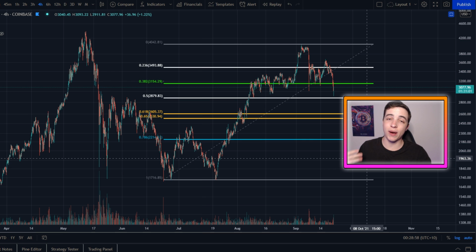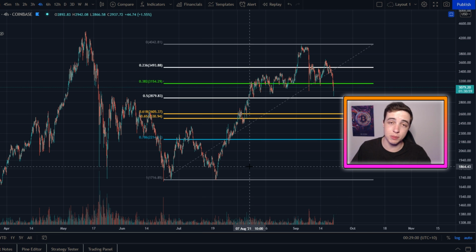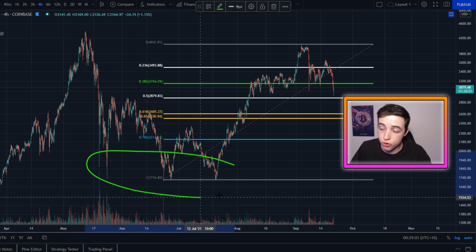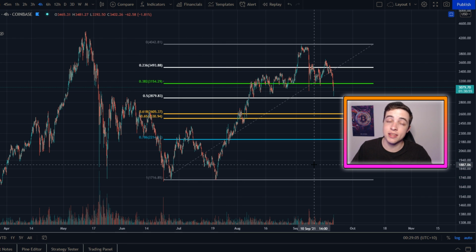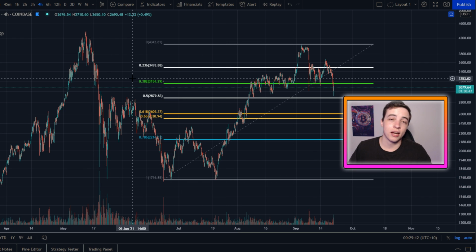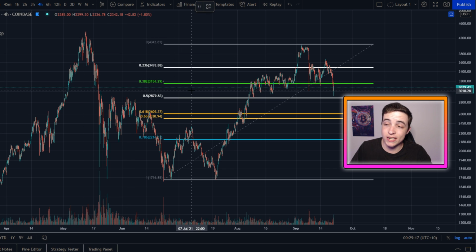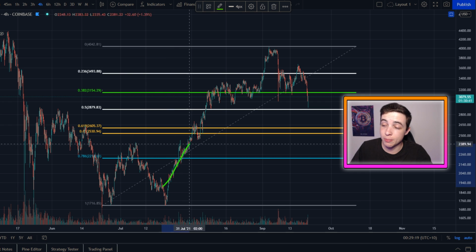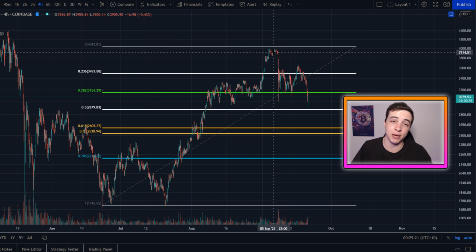But if you can just find a way to switch off those emotions, anytime you might be feeling extremely fearful, you should be thinking in the back of your mind that that is actually a buying opportunity. And the same goes for the other way around. If you're ever feeling extremely euphoric or greedy in the markets after we've seen some incredibly bullish price action, you should be thinking in the back of your mind that perhaps it's time to take some profits off the table.